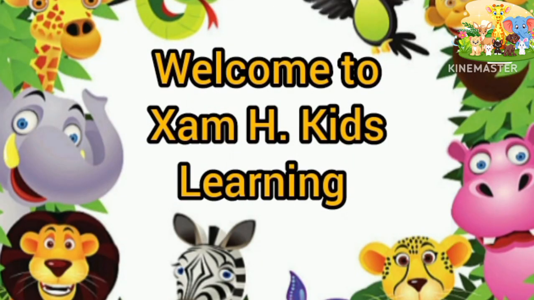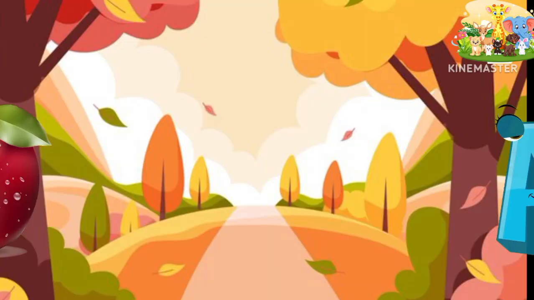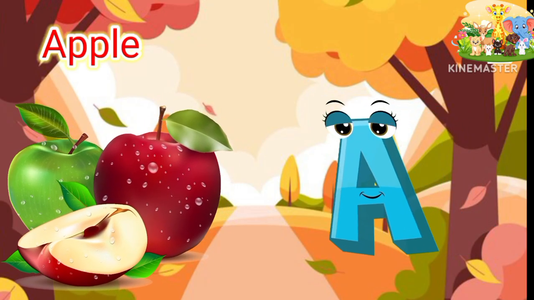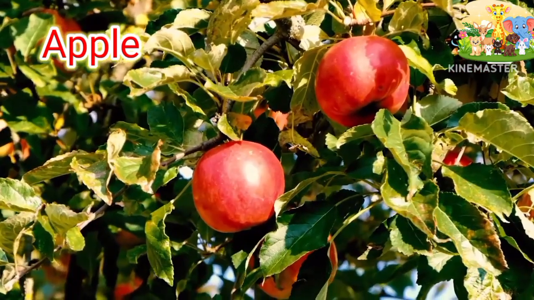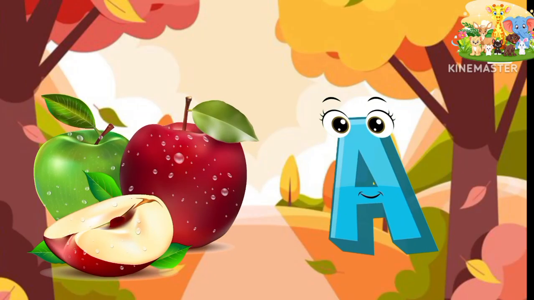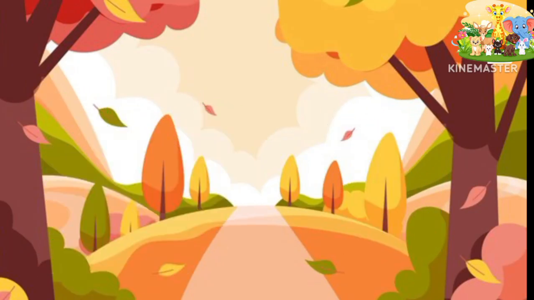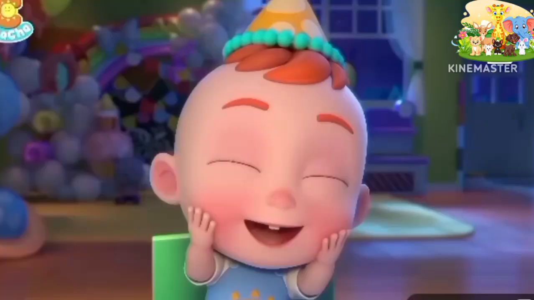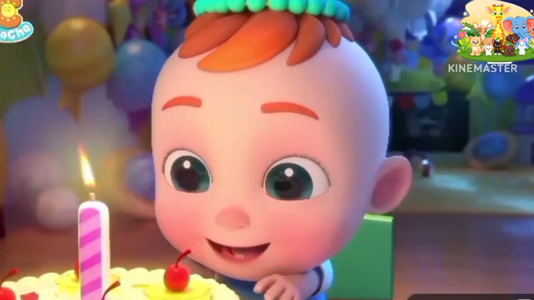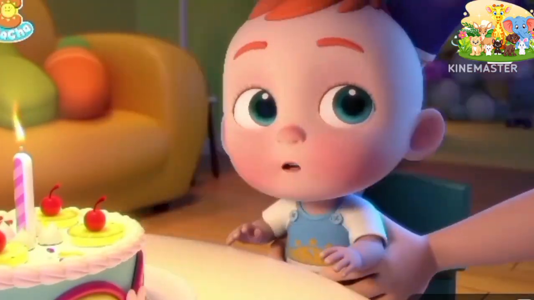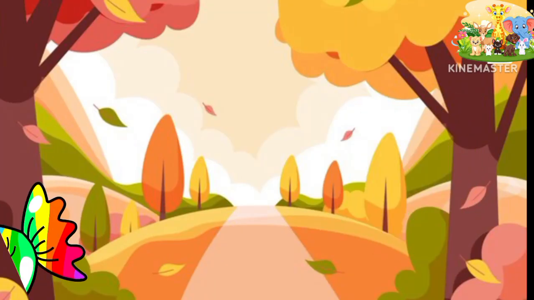John, let's learn the sounds of alphabets. A is for apple, apple. A, apple. B is for baby, baby. B, baby.